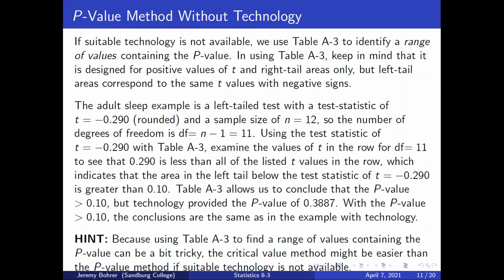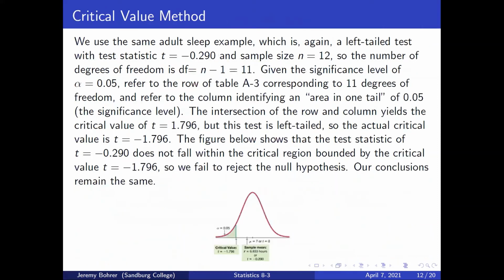Hint: because using table A3 to find a range of values containing the p-value can be a bit tricky, the critical value method might be easier than the p-value method if suitable technology is not available. For the critical value method, we use the same adult sleep sample, which is again a left-tailed test with test statistic t equals negative 0.290 and sample size n equals 12. So the number of degrees of freedom is df equals n minus 1 equals 11.